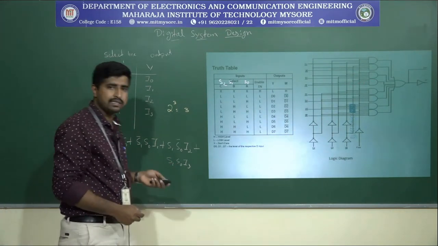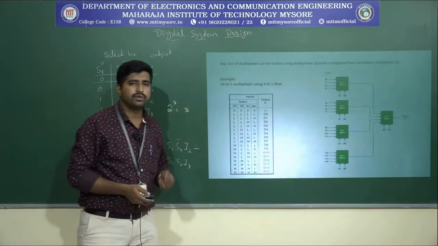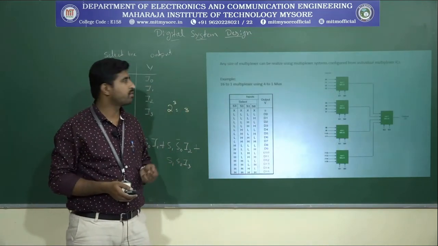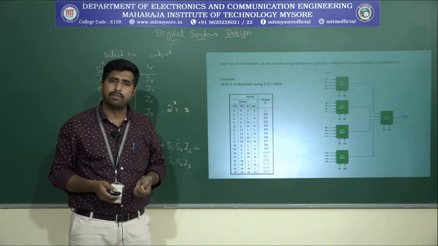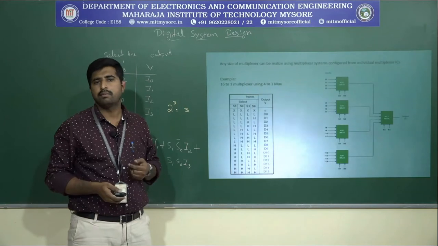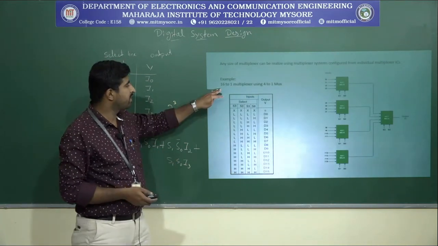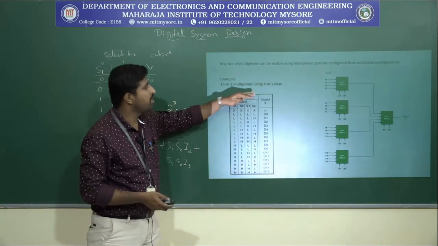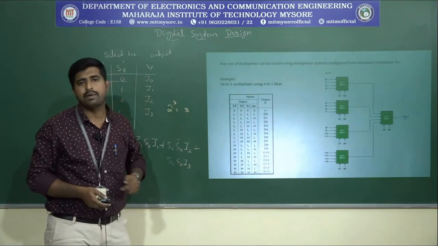Same way we can analyze. Okay, so next we'll move to the next topic. Any size of a multiplexer can be implemented or realized by using a particular multiplexer. For example, we can implement a 16:1 multiplexer by using the 4:1 multiplexer.